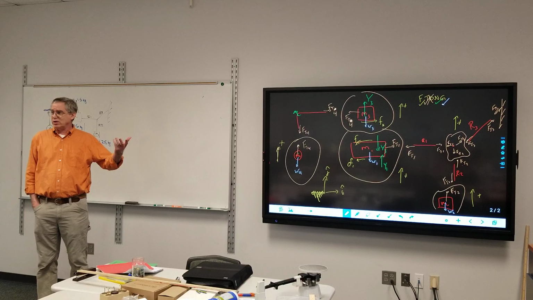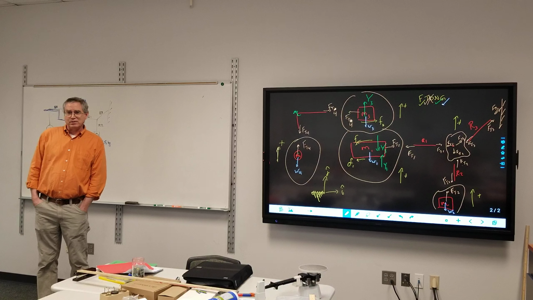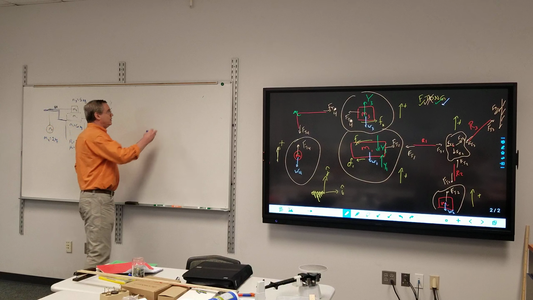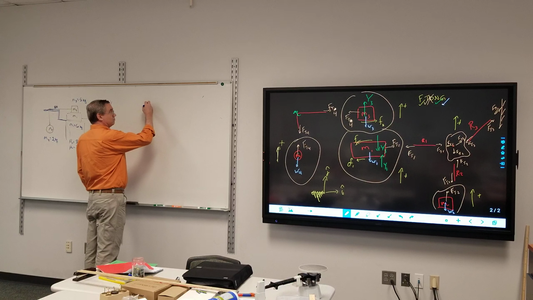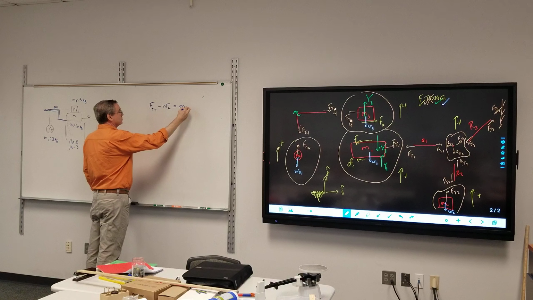8 equations of motion here. We've got 9 people. Someone's going to get left out, but let's get a different voice for each one. Mass 4. FT4 minus weight 4 is equal to mass times acceleration, which is 0.